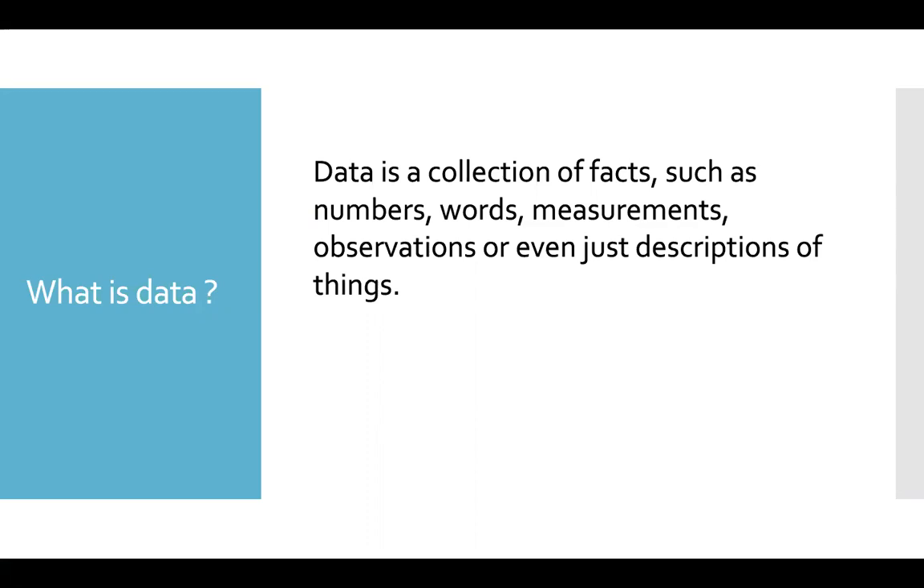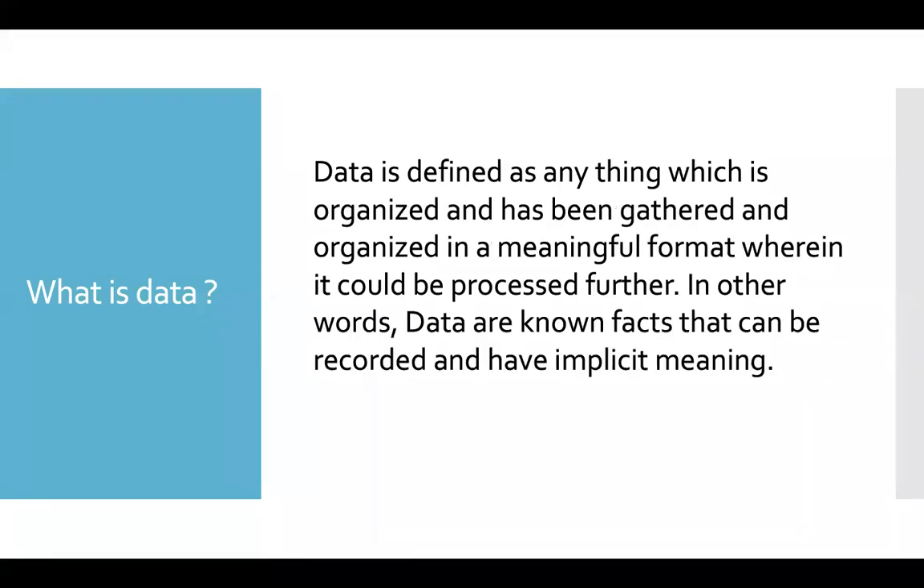So data is a collection of facts. You can see that there are a number of ways data can be noted, or we can define data in a different way altogether, which is something like this. Data is defined as anything which has been gathered and organized in a meaningful format, wherein it could be processed further. In other words, data are the known facts that can be recorded and have implicit meaning. Now, here I really want to focus on the data which is digitally recorded, not the simple data. However, that is one of the forms of data if it is in printable format, but you can see that the data is in digital format.